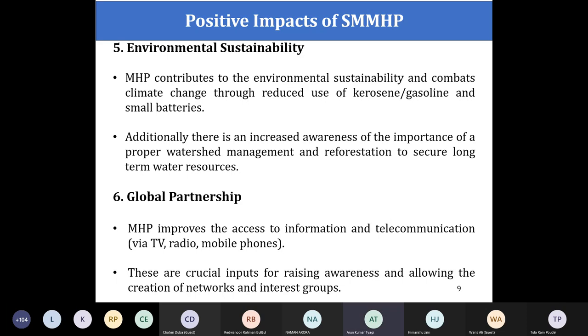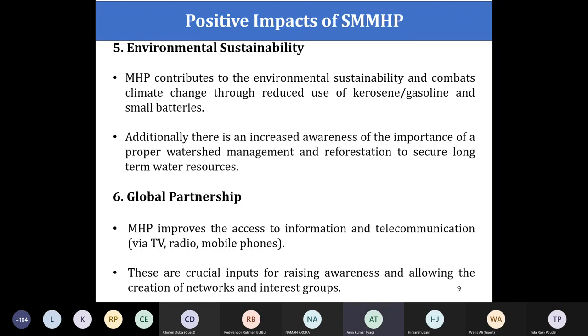Next is environmental sustainability. Micro hydro projects contribute to environmental sustainability and combat climate change through reduced use of kerosene, gasoline, and small batteries, because all these are generating carbon and smoke inside the houses. Additionally, there is an increased awareness of the importance of proper watershed management and reforestation to secure long-term water resources. So these are the environmental sustainability positive impacts of micro and mini hydro projects.